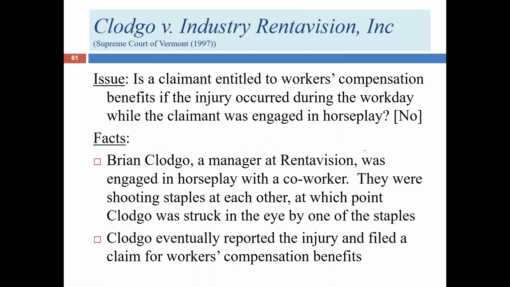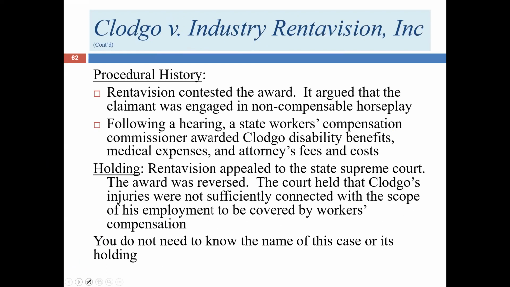So this is an interesting case. The answer is no, if the person who was injured was engaged in significant horseplay and that's what caused the injury. I'm going to skip over the facts because they're kind of gory. But this is a case where if you really are just doing horseplay and you're injured, even if you're at work, that's not going to be an excuse.